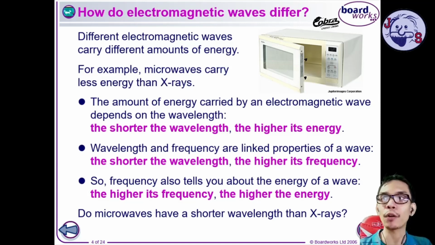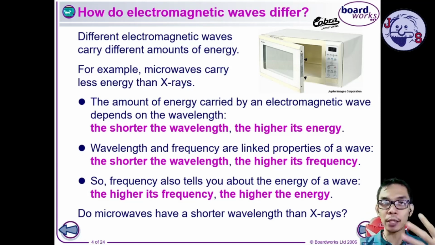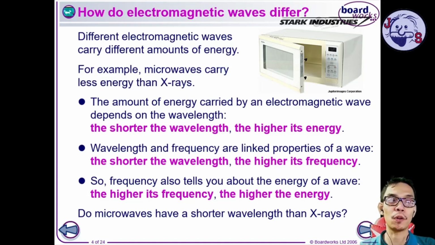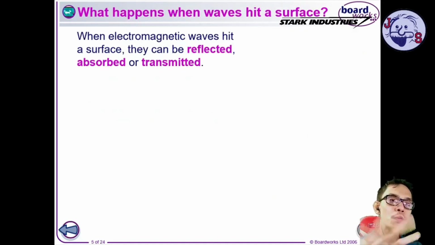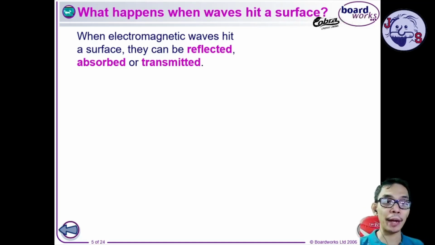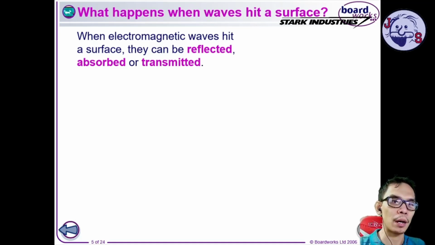So X-rays are located in the part of the spectrum that has shorter wavelengths. That's the difference between microwaves and X-rays. More so, electromagnetic waves can travel everywhere and anywhere. They can also travel in a vacuum. They don't need any medium at all to transfer energy from one point to another.